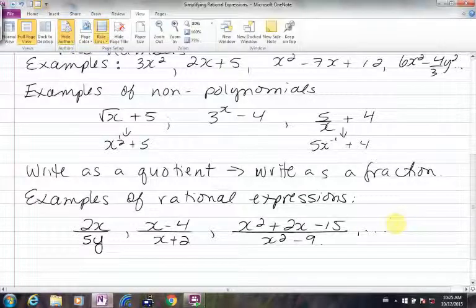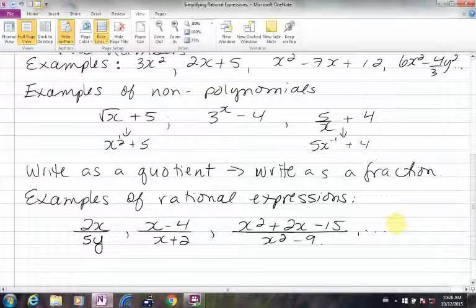Could we have an integer alone in the denominator? Yes, it could. Absolutely. Whole numbers include 0, yes. Whole numbers start at 0.